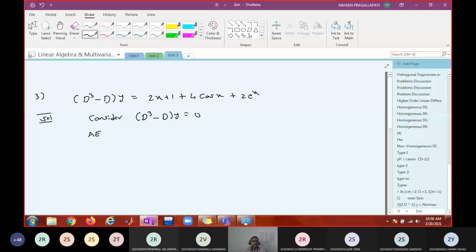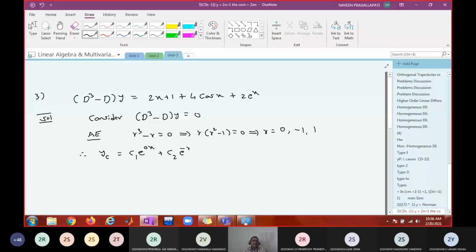Auxiliary equation: r cube minus r equal to 0, r into r square minus 1 equal to 0. This implies that r equal to 0, minus 1, plus 1. Therefore, what is the complementary function? C1 e power 0x plus C2 e power minus x plus C3 e power x. Do you agree? Yes, sir.